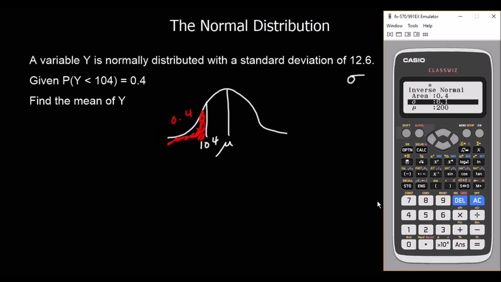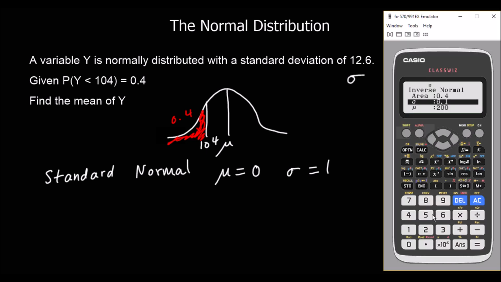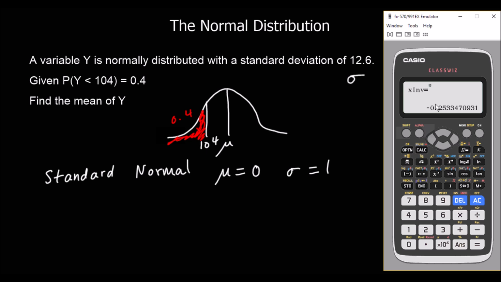Now, we're going to be asked for the mean and the standard deviation. And we don't have both of these bits of data. So we're going to have to use the standard normal distribution. So we're going to use the standard normal. And that is a mean of 0 and a standard deviation of 1. So we've got a standard deviation of 1, a mean of 0. We press equals. And this is our Z value.